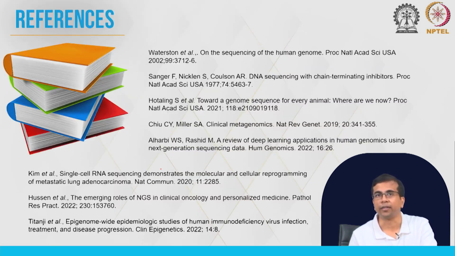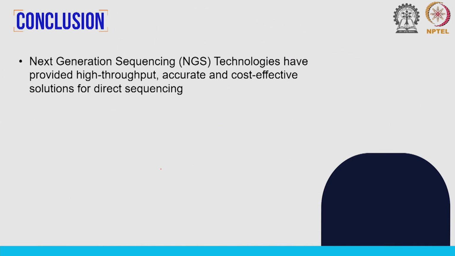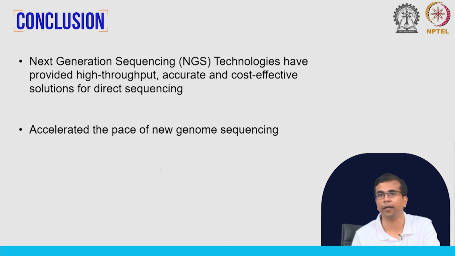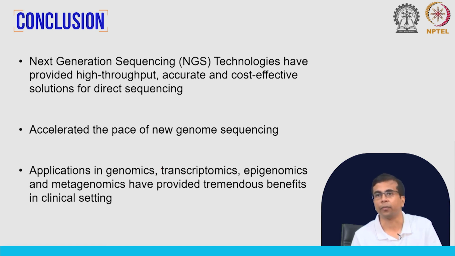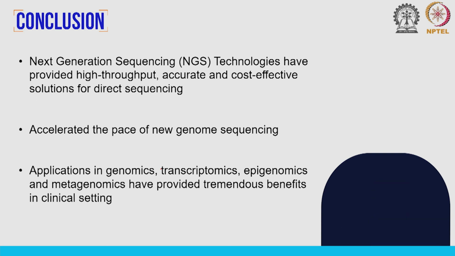These are the references that we have followed for this class. To conclude, next generation sequencing technologies have provided really high throughput, accurate and cost effective solutions for direct sequencing. We have seen that they have accelerated the pace of new genome sequencing to a great degree, and finally, we have talked about the applications across diverse fields and how they have provided tremendous benefits in clinical settings.